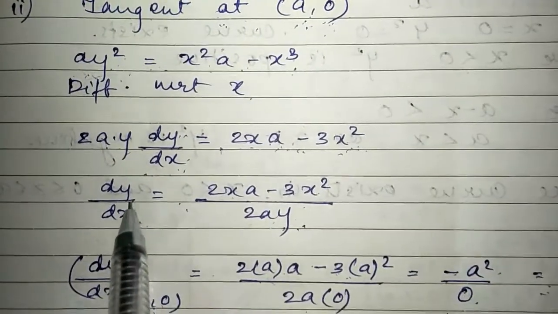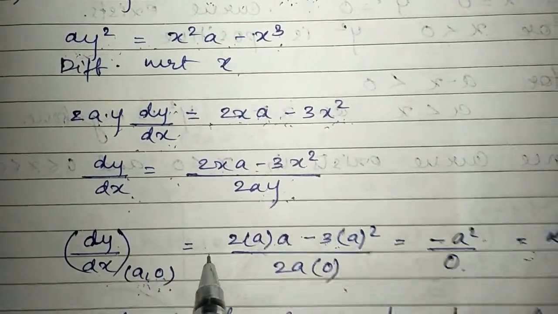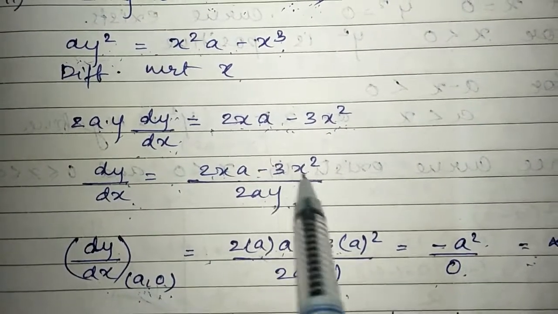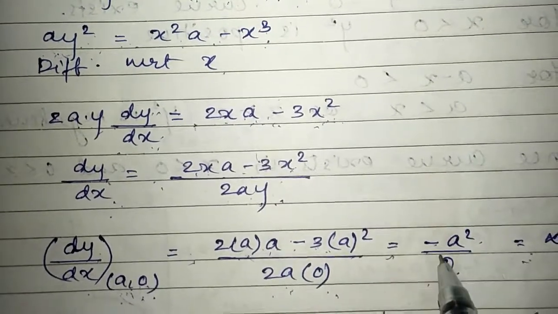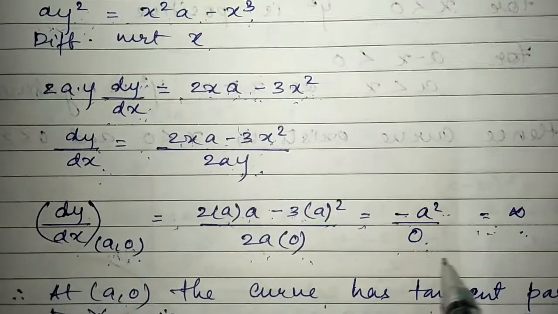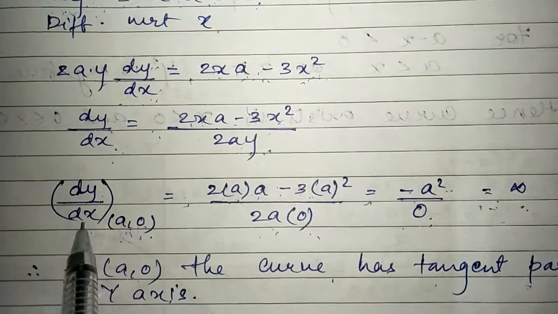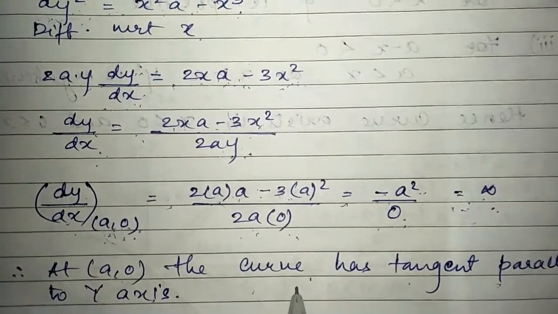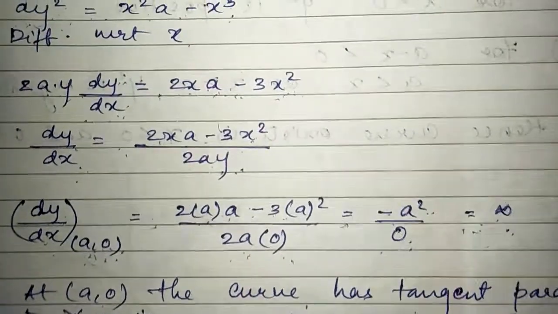So now we'll find the value of dy/dx at (a, 0). It will be (2a·a − 3a²)/(2a·0), that is −a²/0, which is infinity. And we have seen the rules, and as per the rule, when the value of dy/dx at any point is infinity, that means the curve has a tangent parallel to the y-axis.